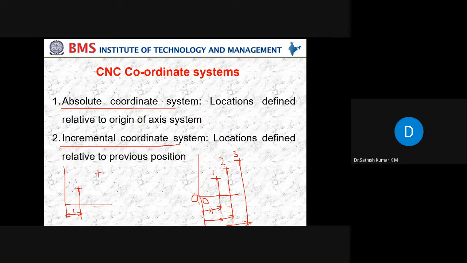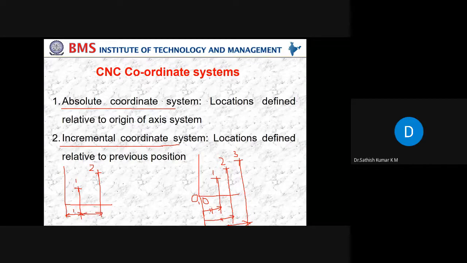Location 2 is going to be measured from the previous position. For 2, what is the previous one? The previous one is 1. Now the dimension of 2 is going to be measured from this point. Please understand, this point.